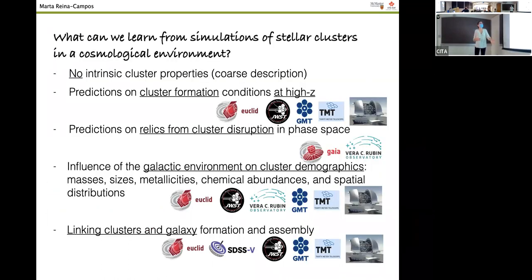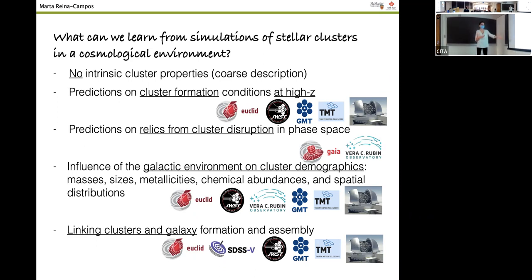So what can we learn from this type of simulations? Well, because we have sacrificed on the resolution, our clusters don't have resolved stars. They're not even a particle. They're just properties tacked along to the stars. We cannot do any predictions on intrinsic cluster properties. But we can make predictions on cluster formation at high redshift. We can look at where are the relics from cluster disruption in phase space. We can look at the influence of the galactic environment on cluster demographics.